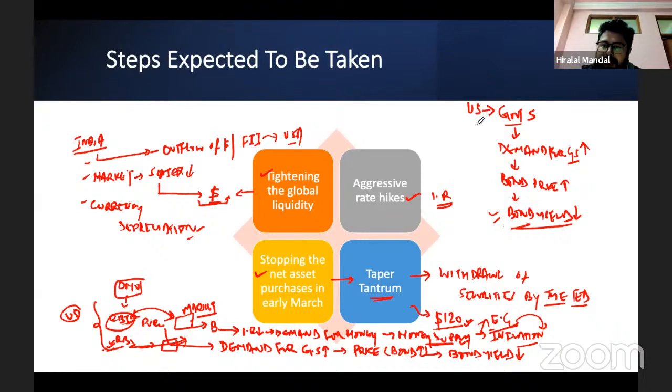Now we have seen this kind of relationship. Now what happens under the taper tantrum? Under the taper tantrum, the US Federal Reserve will withdraw from purchasing the securities. If it doesn't purchase the securities, the demand for securities will decrease. Once the demand for securities gets decreased, the bond price will decrease. And there is an inverse relationship between the bond price and the bond yield, so the bond yield will increase.